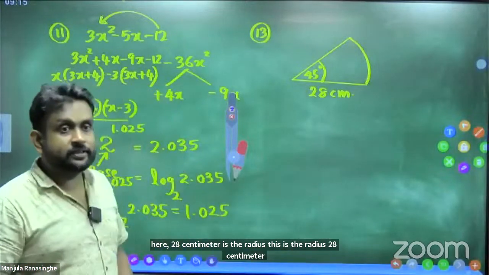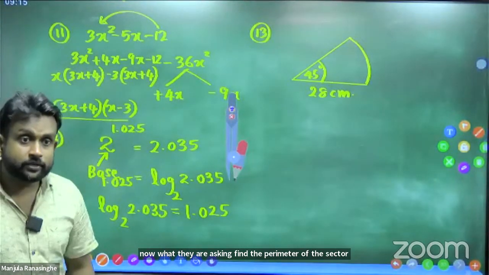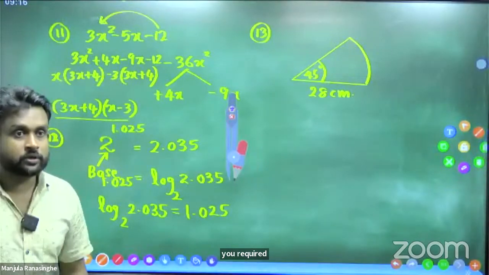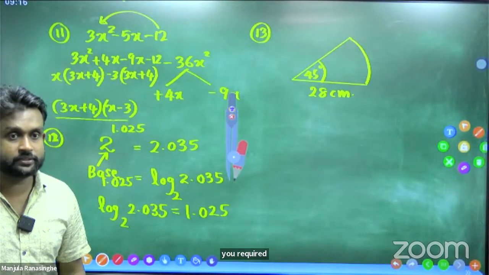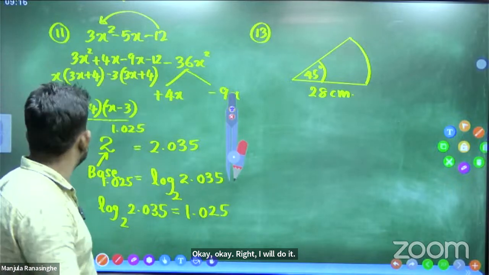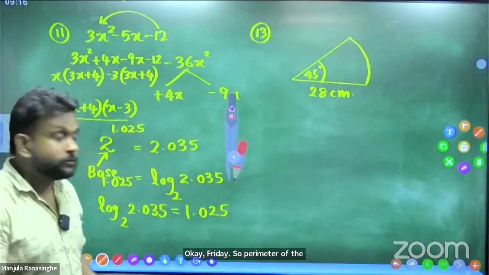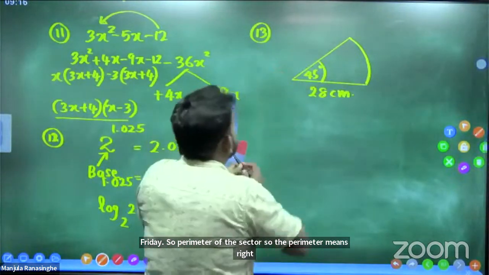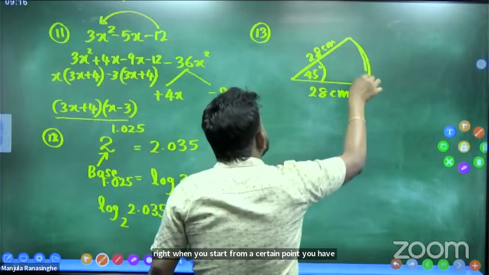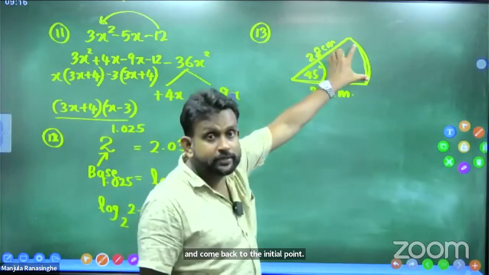Now what they are asking: find the perimeter of the sector. To find the perimeter, you require the arc length plus the two radii. Perimeter means the sum of the outer length. When you start from a certain point, you have to run throughout this path and come back to the initial point. So there you have to find the arc length, which is the unknown length.